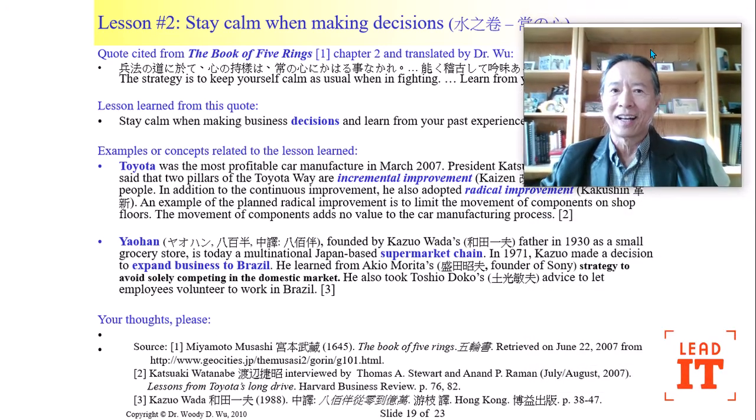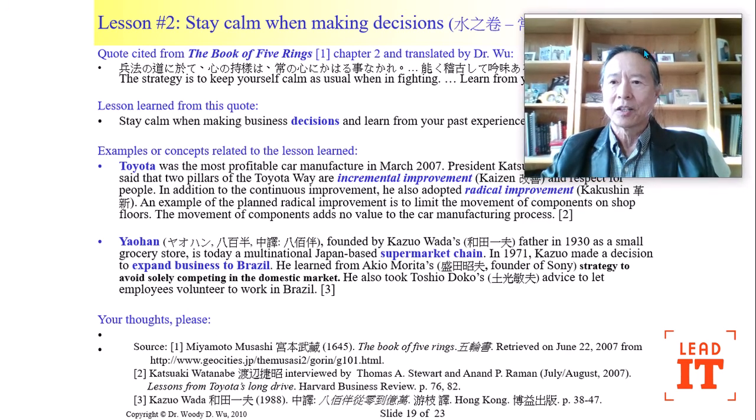In this case, they are paying attention to detail. If you have a Toyota car, you're not going to see many small problems that will really upset you or make you mad. Yaohan, a supermarket chain, needed to compete with 7-Eleven in Japan, so they decided in 1971 to expand business to Brazil. That's the old business way of saying don't keep all of your eggs in one basket. Then they asked employees to volunteer to work in Brazil.